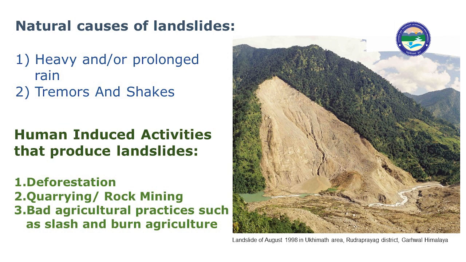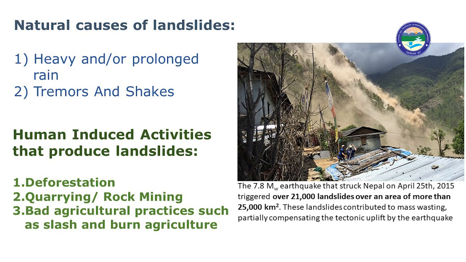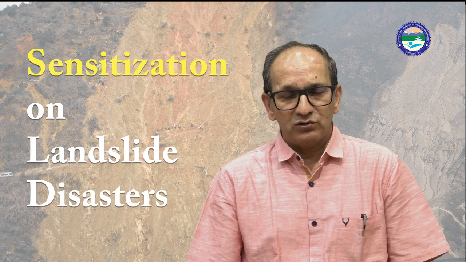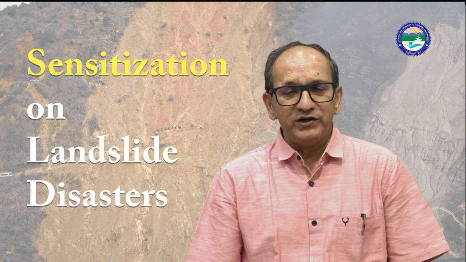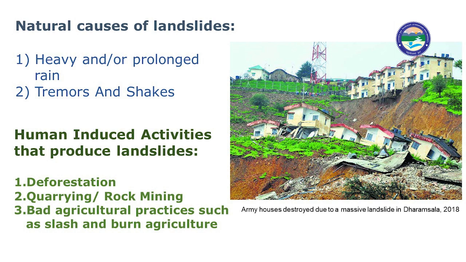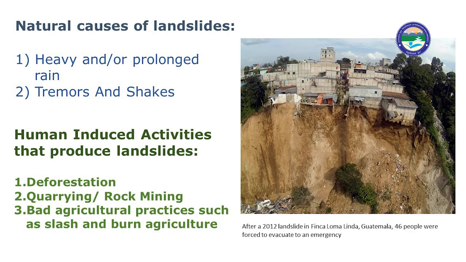Second is quarrying and rock mining, which is very important in case of hill areas. We remove the slope forming material, basically rocks, from hill slopes for building purposes and road construction, and when we go for mining of small economic minerals. For example, in Uttarakhand we have magnesite and talc. If you go to Bageshwar district or Pithoragarh district, you will find many rock mines. They are removing the talc from there, and the mining debris is dumped down and slides down.